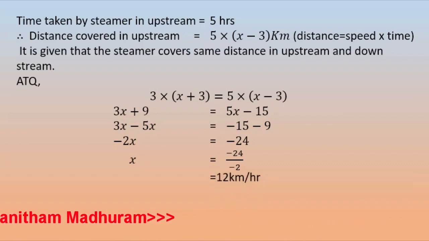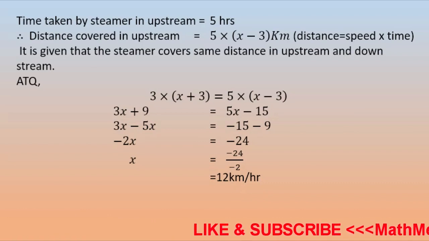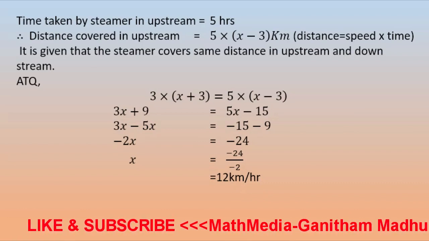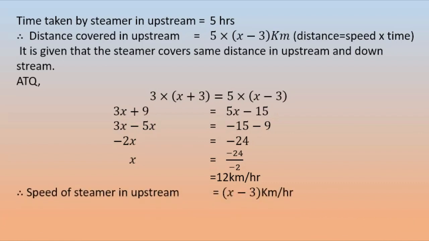km per hour. X we have taken as the speed of steamer in still water, that is, we found 12 km per hour. Now we have to find out the speed of steamer in upstream. The speed of steamer in upstream we have taken as x minus 3 km per hour, that is 12 minus 3, which will give 9 km per hour.